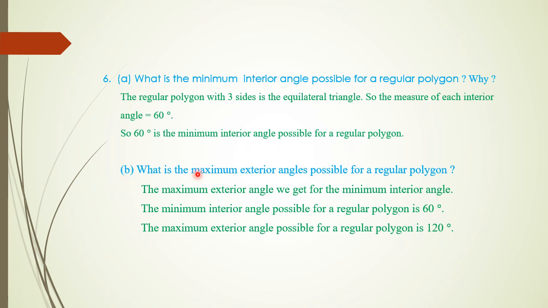Question number B. What is the maximum exterior angle possible for a regular polygon? Children, the maximum exterior angle we get is for the minimum interior angle. The minimum interior angle possible for a regular polygon is 60 degree. This we have seen in question number 6a. Therefore, the maximum exterior angle possible for a regular polygon is equal to 180 minus 60 degree is equal to 120 degree. Okay, children?